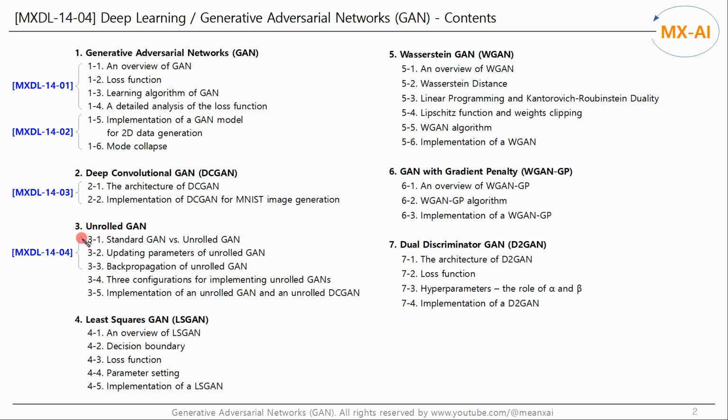So far, we have looked at the learning mechanism of an unrolled GAN model. In the next video, we will look at 3 different configurations for implementing an unrolled GAN, and implement an unrolled GAN and an unrolled DCGAN to see if they improve the mode collapse phenomenon.